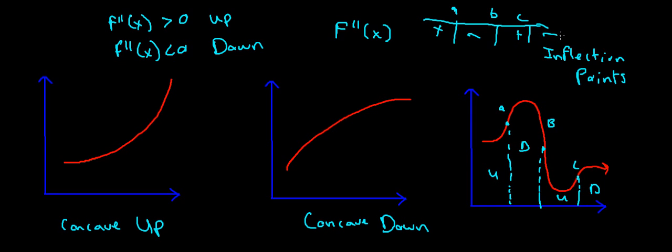So this is how a test like this would work. It's very simple. It's essentially a repeat of the first derivative test. It just tells us something different.